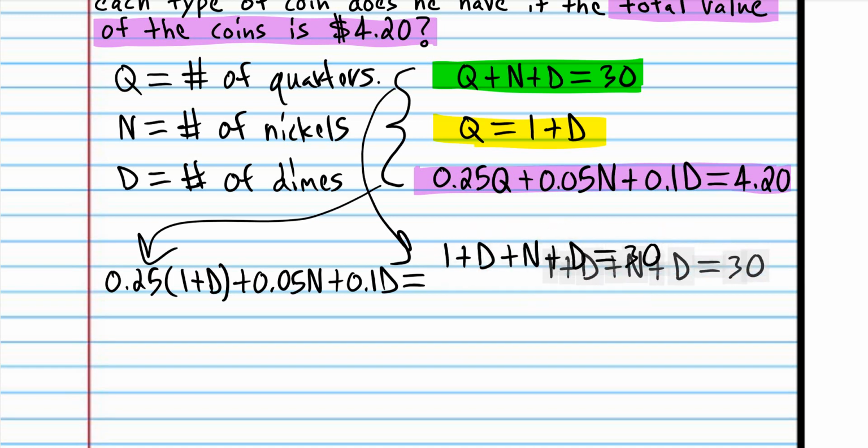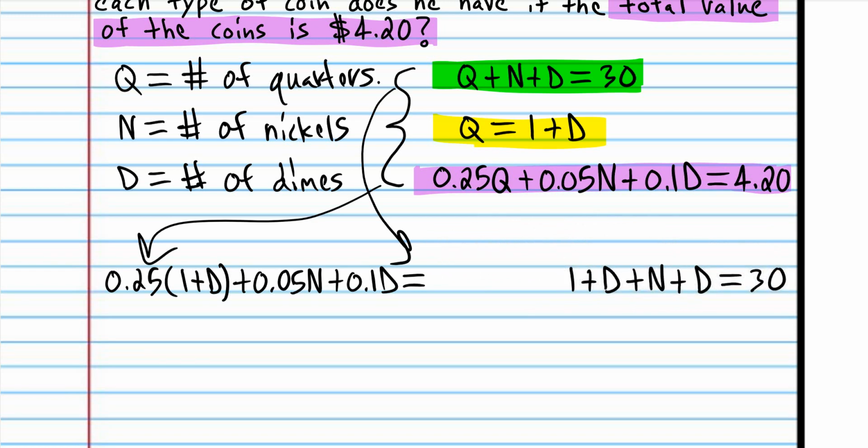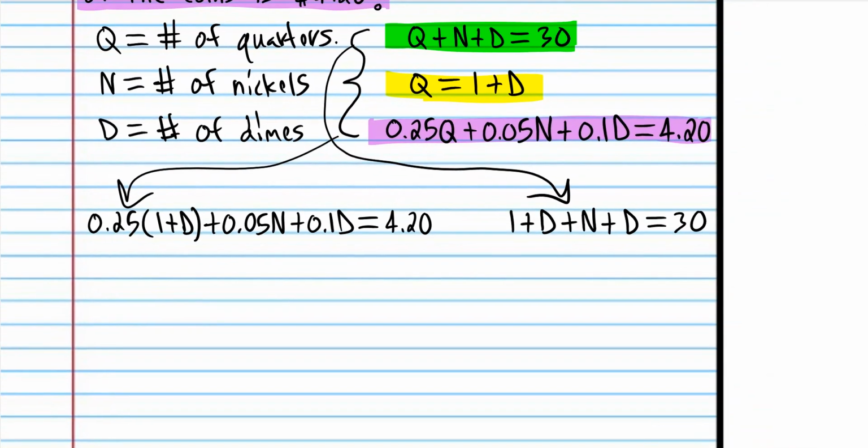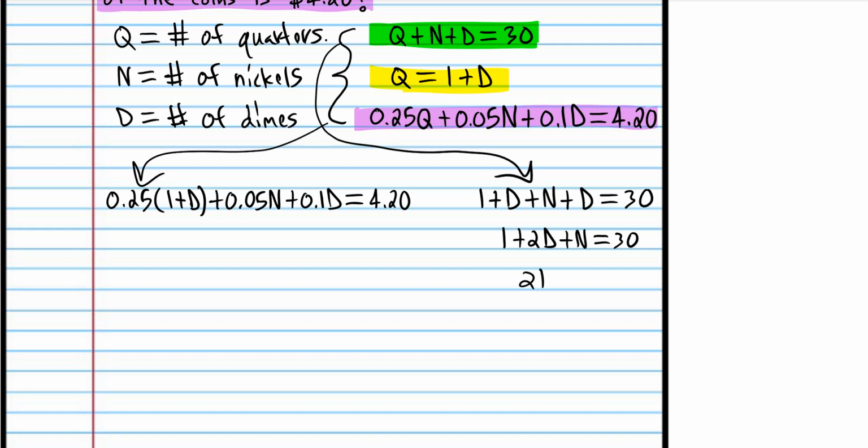This over a little bit. So now we're just going to simplify these equations. So I'll start over here. We have d plus d is 2d. And if I subtract 1 from both sides, we get 2d plus n is equal to 29.